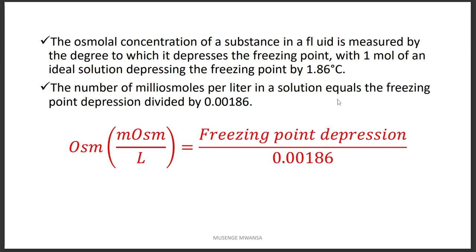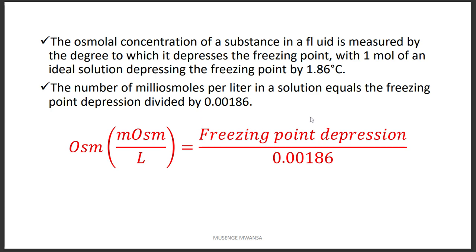Freezing point depression is simply how much the freezing point decreases when you add something to a solution. Let's say when we have water, the freezing point of water is 0 degrees Celsius. But if I add salt to water, it will no longer freeze at 0 degrees Celsius. It might freeze at a negative temperature, and so it has dropped in freezing point. That is what we call freezing point depression.